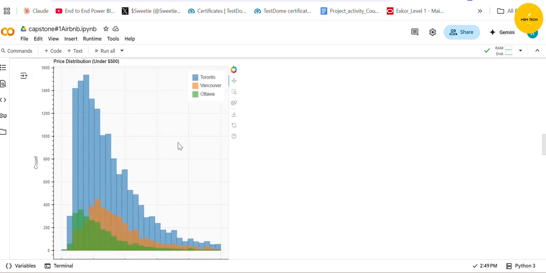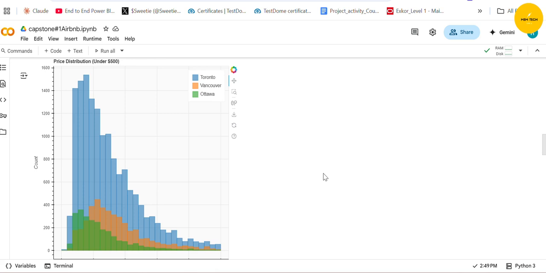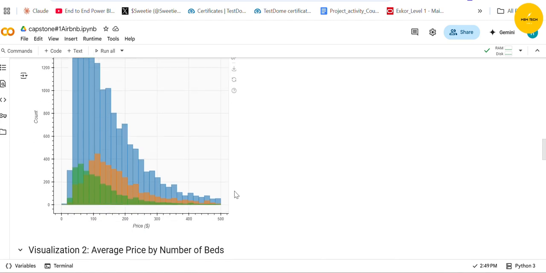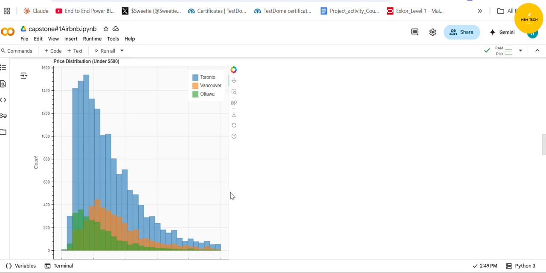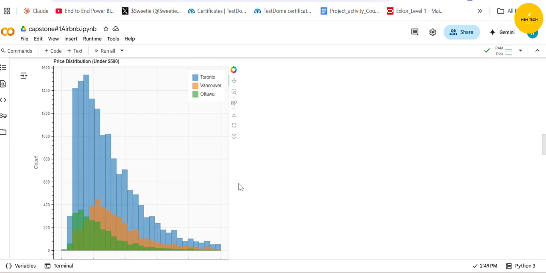So as you can see, this is my first graph. Here is the price distribution under $500. I used a histogram to show how many listings fall into different price ranges. From the graph, you can already see that Toronto and Vancouver have a lot of listings clustered around $100 to $250. Ottawa stands out with more affordable listings, especially under $150. This gives us a quick snapshot of how prices compare across cities.